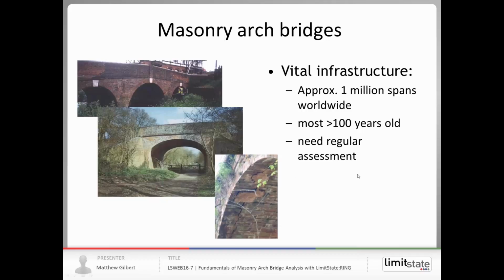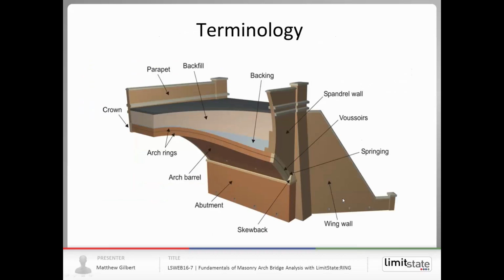In terms of the basic principles on which they operate from an engineering perspective, we can consider them to be an assemblage of components. So we have an arch barrel which supports soil backfill material, and that provides a level road or rail surface.